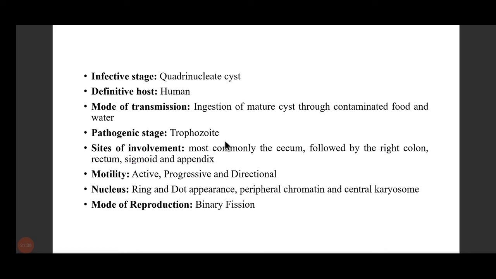Good. And the most common site is the cecum, followed by right colon, rectum, sigmoid, appendix. Motility is active, progressive, and directional. Nucleus shows string and dot appearance because there is a central karyosome and the chromatin is located peripherally. Mode of reproduction is by binary fission. Got it? Yes.